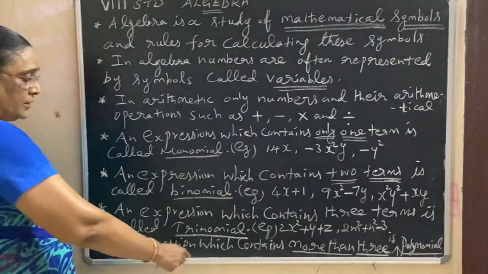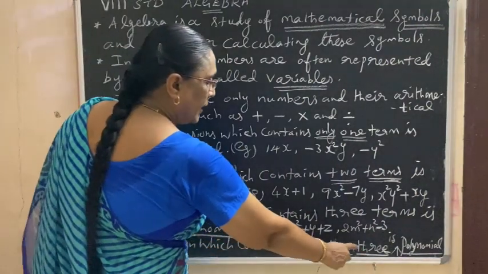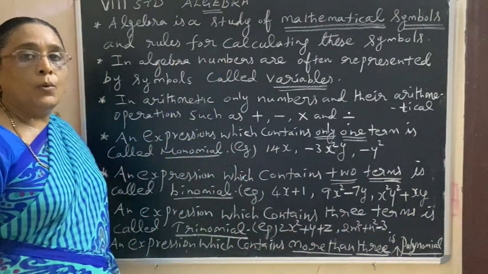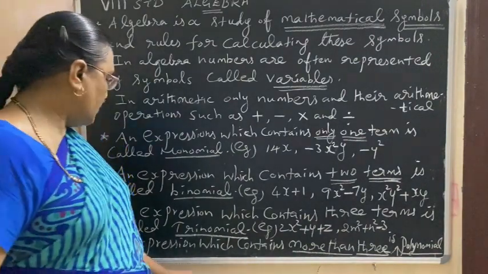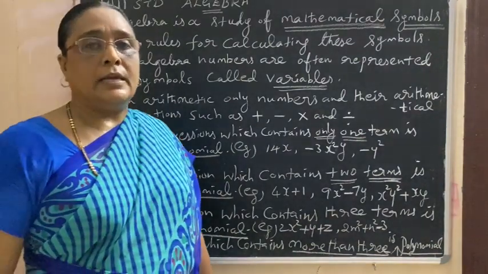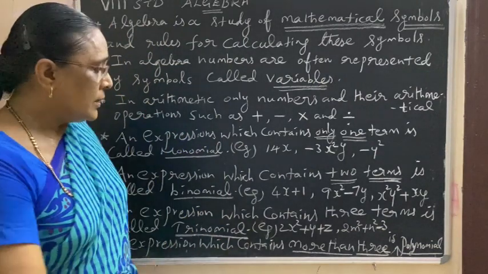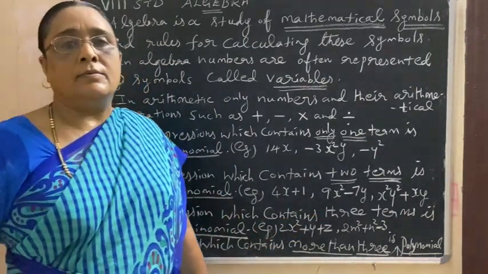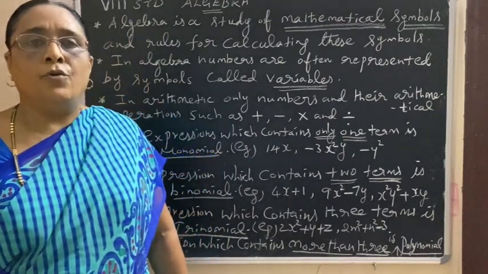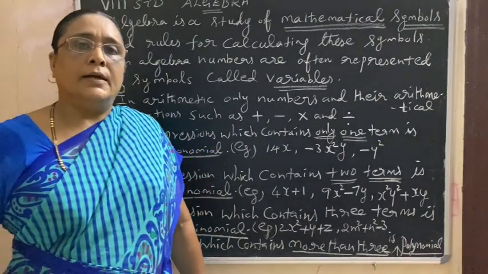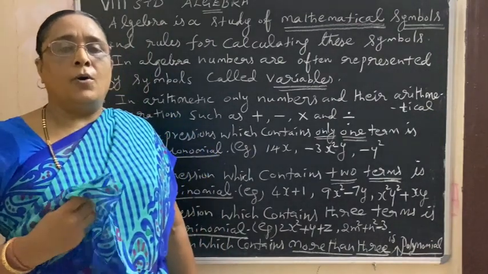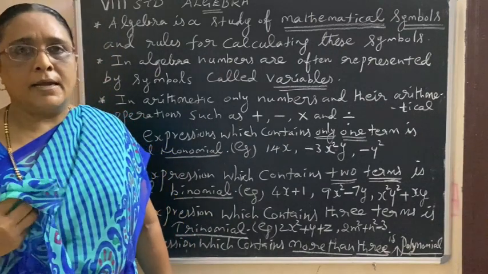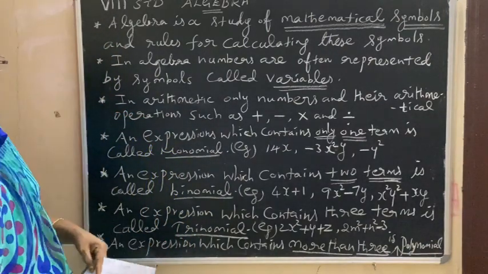Then an expression which contains more than 3 terms is called a polynomial. More than 3 means 4, 5 or 6 terms. That is called a polynomial. Poly means many, right?